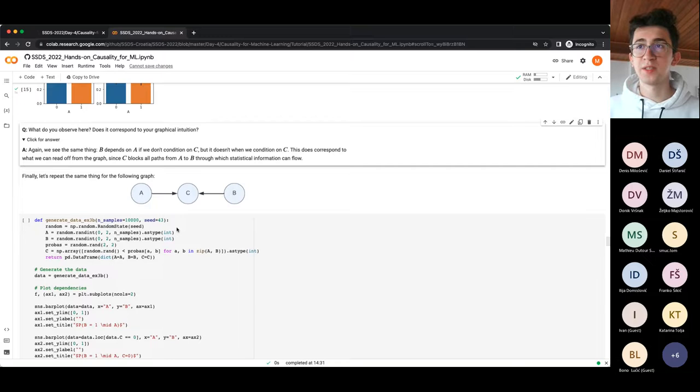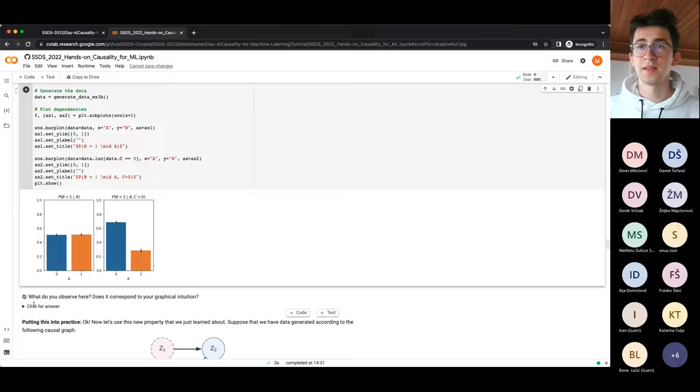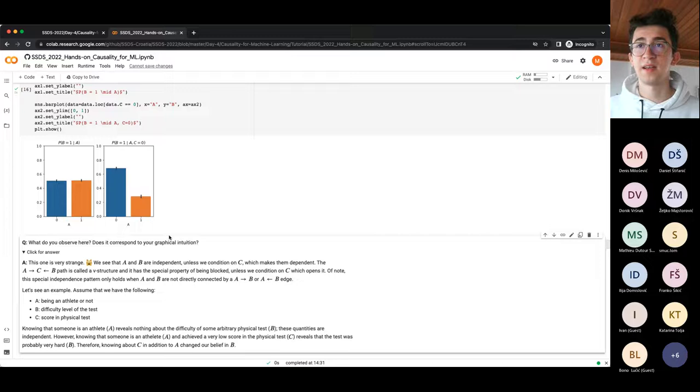And then finally, we do the collider, where we have this V structure that we discussed in the first lecture. Here it looks a bit different. We see that they are independent unless we condition on C. So when we see C, then suddenly information can flow between them. That is what's shown here.